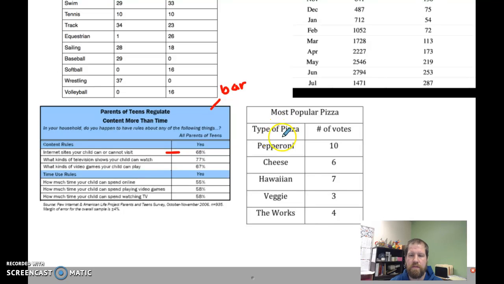And our last one here is the voted most popular types of pizza. So this is all of the votes together. We have 10 plus 6 plus 4 is 20, plus 7 plus 3 is 30. So I've got 30 total votes, and then the number of votes for each category. That tells me I'm looking at the total number of votes for the different types of pizza. So this is going to be a good circle graph.